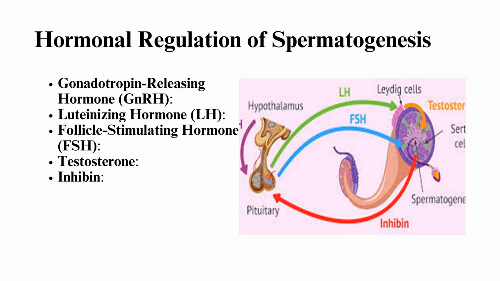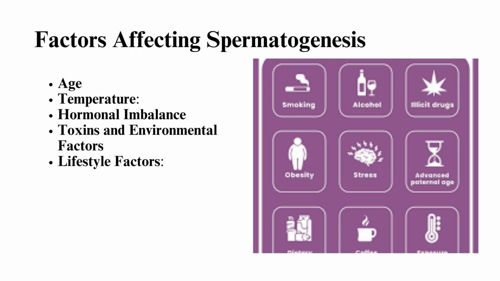Factors affecting spermatogenesis. Spermatogenesis can be affected by several factors, including age. Male fertility typically peaks in the late teens and early 20s. As men age, sperm production and quality decline, although it can continue into old age. Temperature. Spermatogenesis is temperature sensitive. The testes are located outside the body in the scrotum to maintain a temperature slightly lower than body temperature, which is optimal for sperm production. High temperatures, for example from tight clothing, hot tubs, or fever, can impair spermatogenesis.